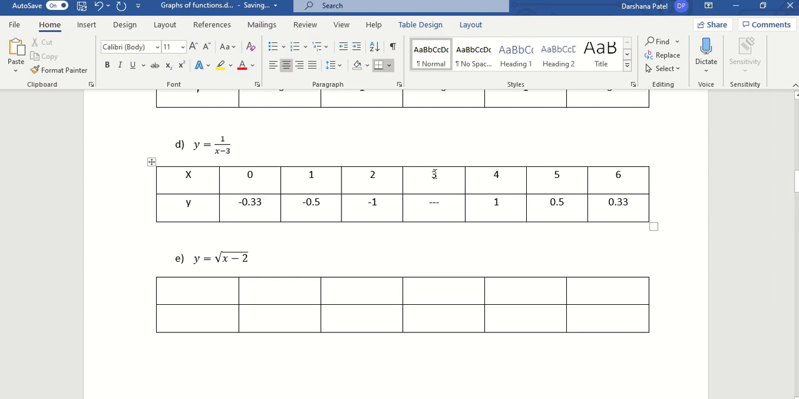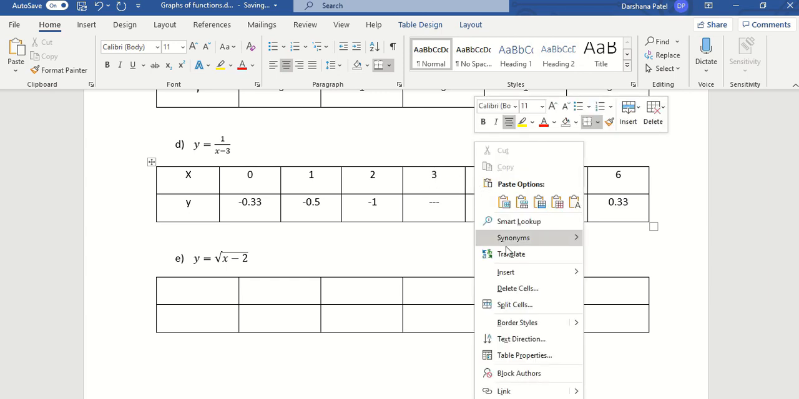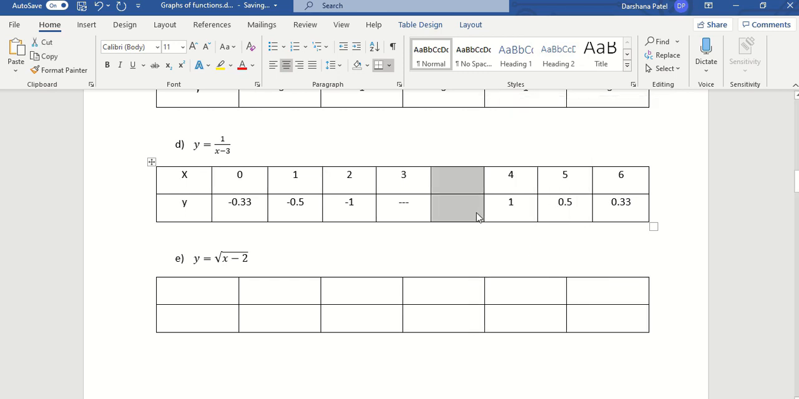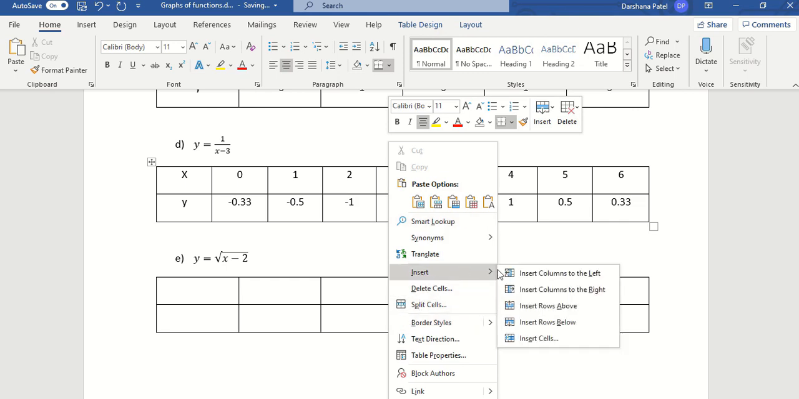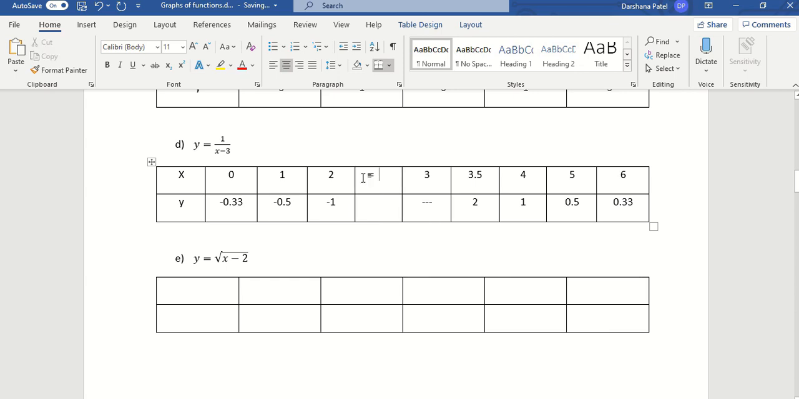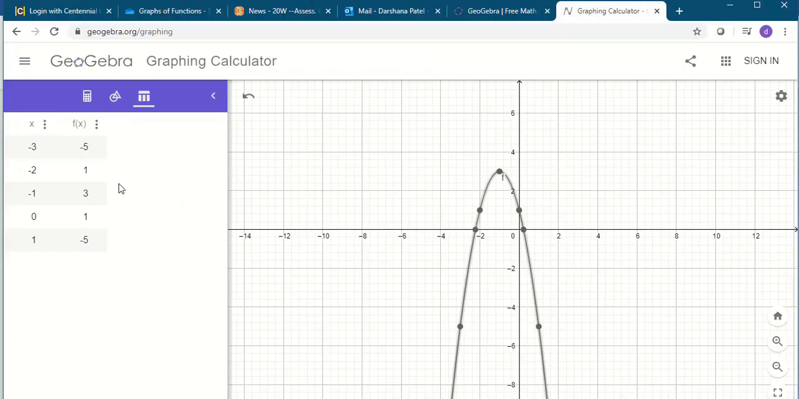Now, if you want a number in between, for example 3.5, if you put in 3.5 there, 3.5 minus 3 will give us 0.5. 1 divided by 0.5 is 2. So that will go up. And similarly here, if you try a number between 2 and 3, let's say 2.5, 1 divided by negative 0.5 will give you negative 2. So if you plot these points, this is how your graph will look.